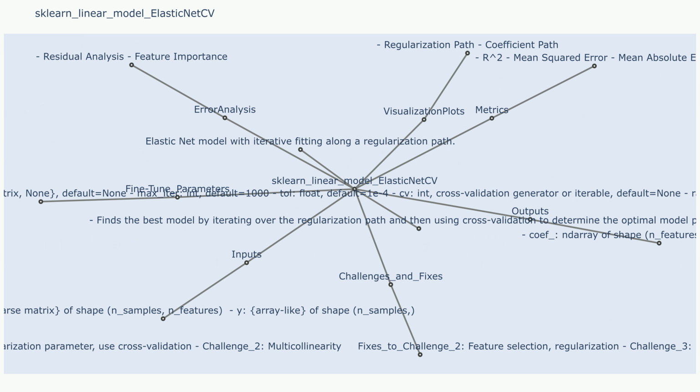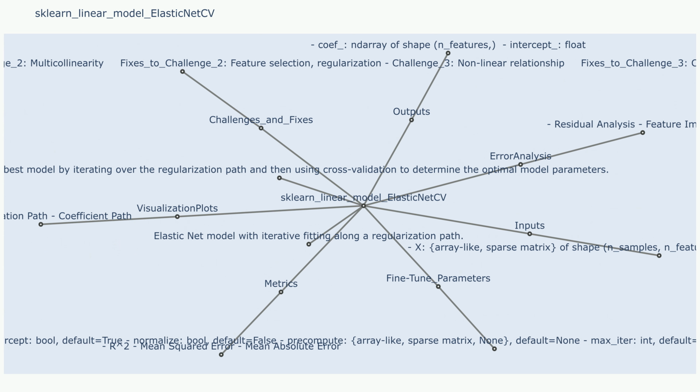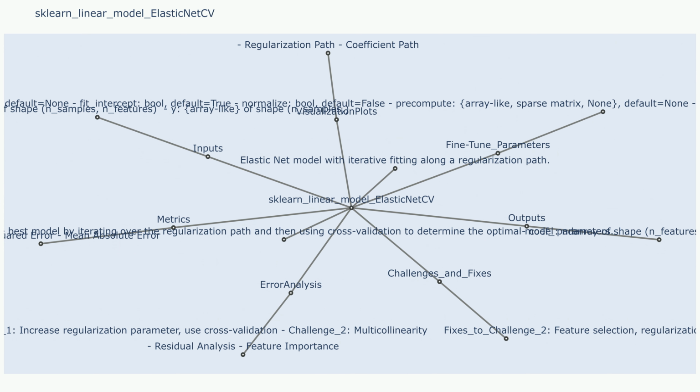Metrics: mean squared error (MSE), a common metric used to assess the model's prediction accuracy. R-squared, a measure of the goodness of fit of the model, indicating how well the model explains the variance in the target variable. Visualization plots: feature importance plot, a plot showcasing the relative importance of each feature based on the magnitude of their corresponding coefficients. Residual plot, a plot of the difference between the predicted values and the actual values, allowing you to visualize the model's performance and potential heteroscedasticity.